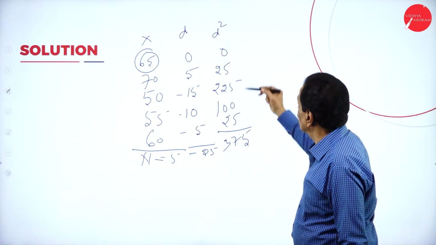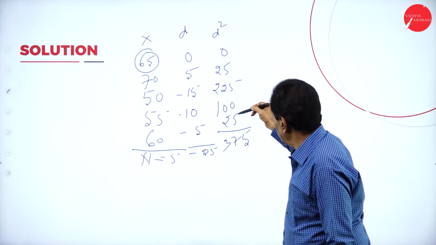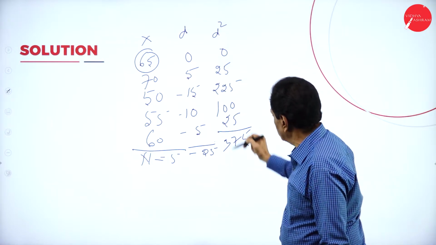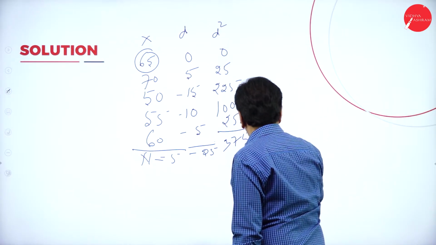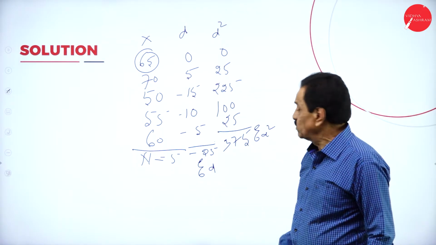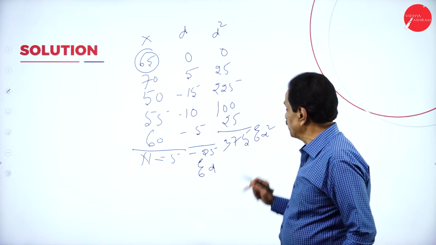I will repeat. 5 plus 5, 10. 10 plus 5, 15. 1 plus 2, 3, 5, 7. 2 plus 1, 3. This is sigma d square. This is sigma d. So this is sigma d. This is sigma d square.